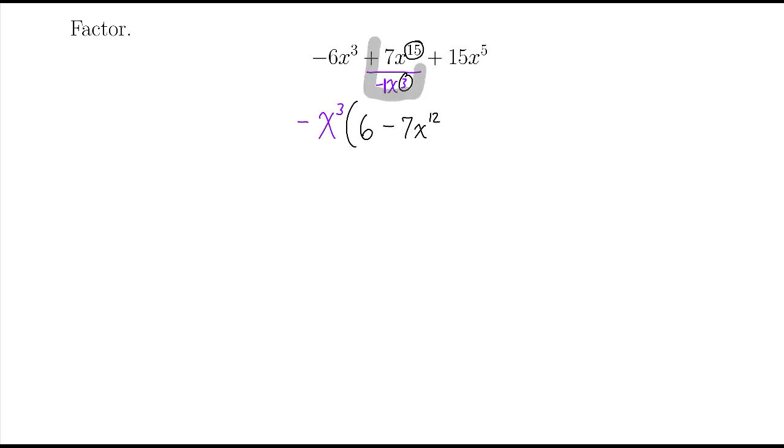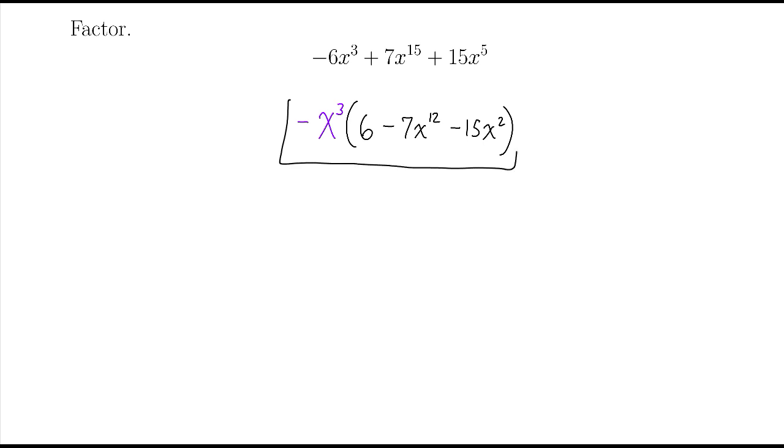And then finally, we're going to divide 15x to the 5th power by negative x to the 3rd power. Again, this is an understood negative 1. 15 divided by negative 1 is negative 15. X to the 5th power divided by x to the 3rd power, 5 minus 3 is going to be 2. So negative 15x squared.